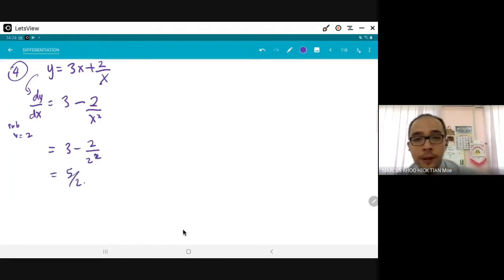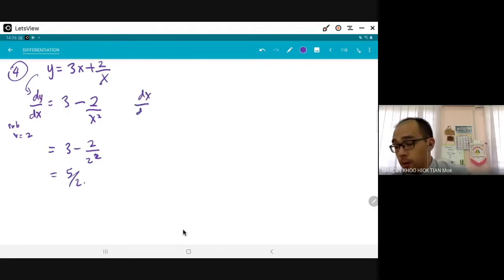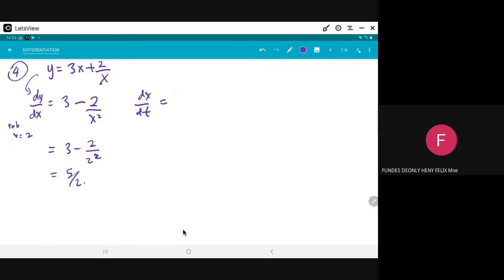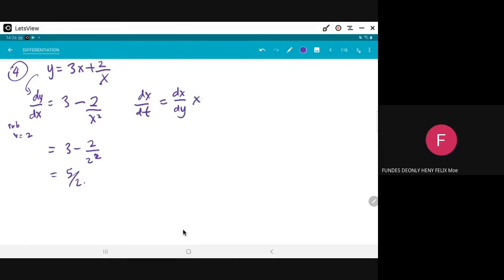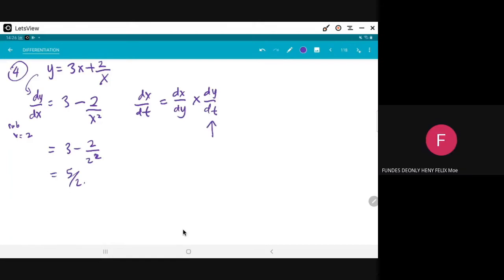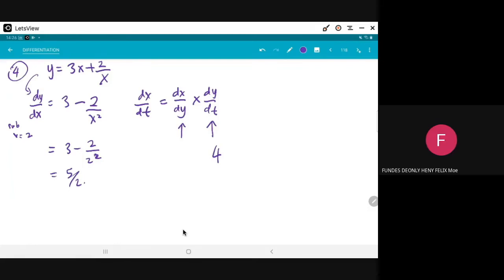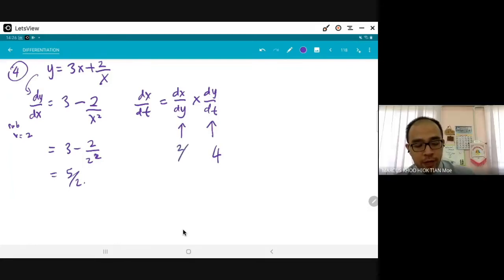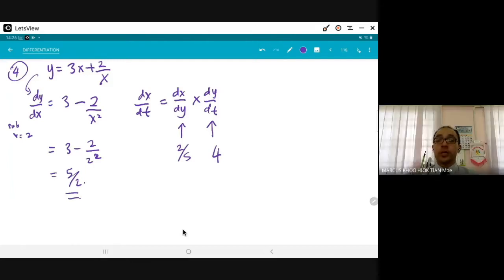Okay, chain rule? dx/dt equals dx/dy times dy/dt. The value of dy/dt? 4. But the value of dx/dy? 2 over 5. Why 2 over 5? Why not 5 over 2? 5 over 2 is dy/dx, but this one is dx/dy. Correct, so we flip it.